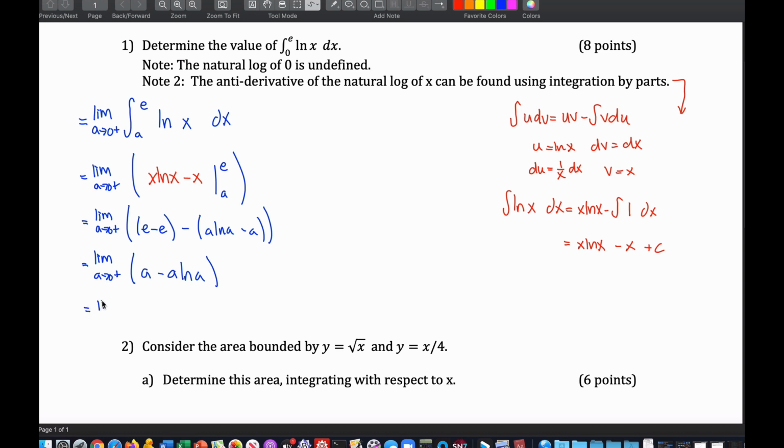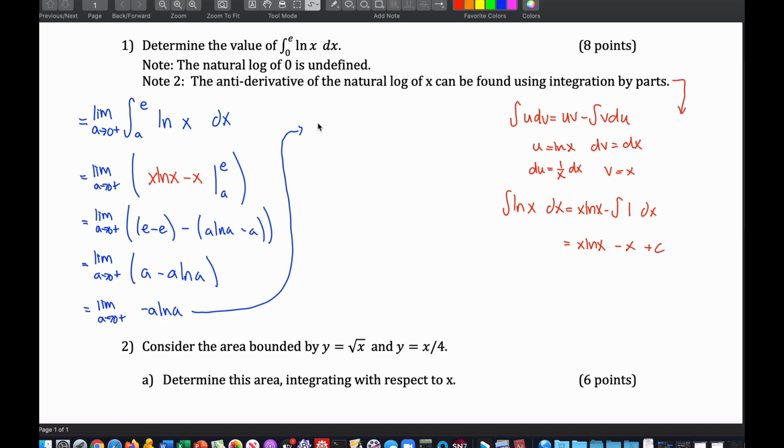So this limit is just the same as the limit as a approaches 0 from the positive side of negative a natural log of a. And unfortunately, that's not a limit you can just look at and figure out. It's an indeterminate form, but maybe you remember way back in 4.5 when we learned how to take limits of indeterminate forms. You have to use this thing called L'Hopital's rule.